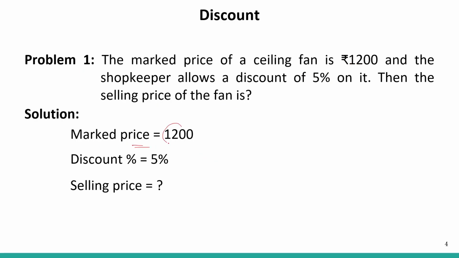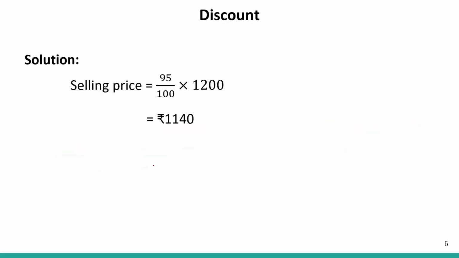Since the mark price is 1200 and we have a discount of 5%, the selling price will be 0.95 into 1200, because the remaining amount will be 95%. So this is equal to 95 by 100 into 1200. Cancelling the zeros from the numerator and denominator, we are left with 1140. So by this method, we calculate the discount percentage, that is 5%, and the selling price is 95 by 100 into 1200, which is equal to 1140.